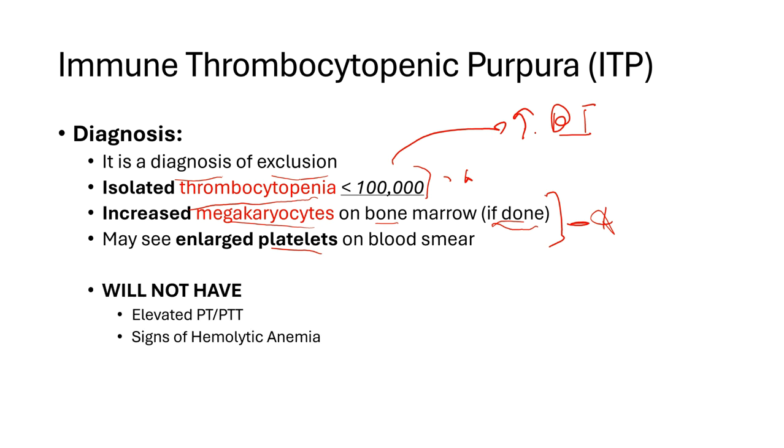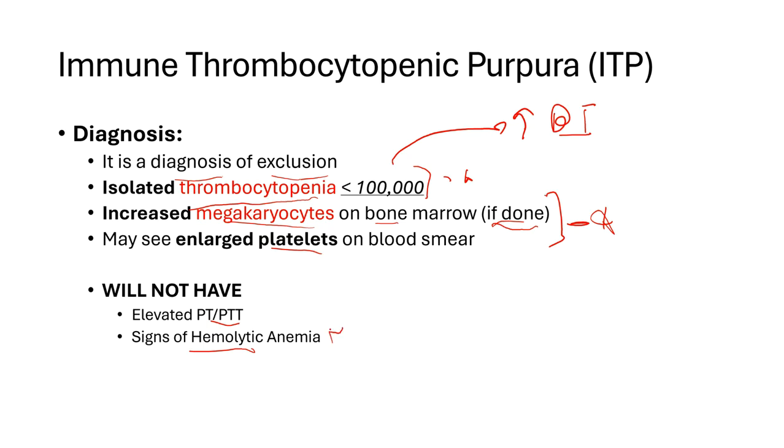What will this not have? Well, this will not have an elevated PT or PTT, as these are associated with the coagulation cascade. This can sometimes be seen in liver damage or liver changes, which can also cause thrombocytopenia. You will also not have signs of hemolytic anemia.